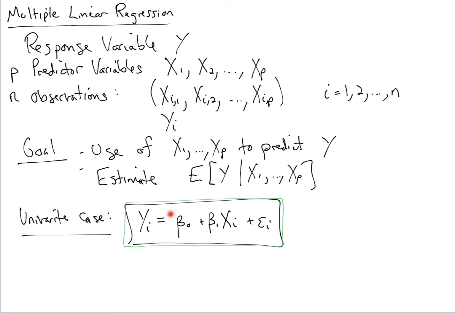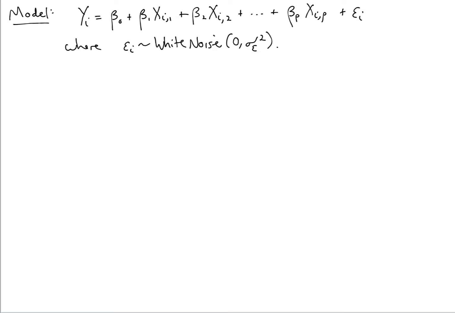And now we extend this. So we will have a beta for each of the predictors, and we obtain this model here. You see we still have yi, the response, equals beta naught, our intercept, but then we have plus beta 1 xi1, plus beta 2 xi2, up to beta p xip, plus our white noise term, epsilon i.